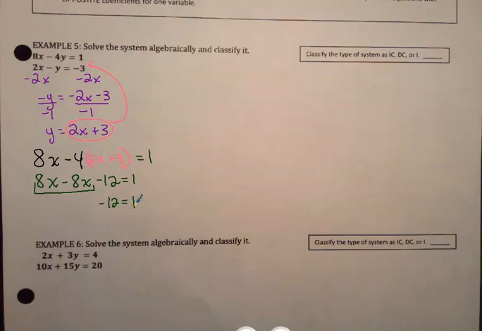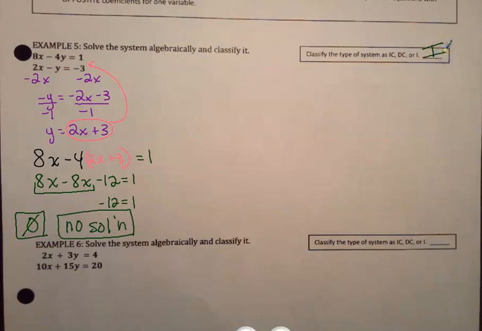Yikes. What just happened there? Hopefully you remember that from yesterday. This has no solution, so it's inconsistent. Remember, you can put the 0 with a line through it, which would make this system inconsistent. Now, that's if I solved it using substitution.